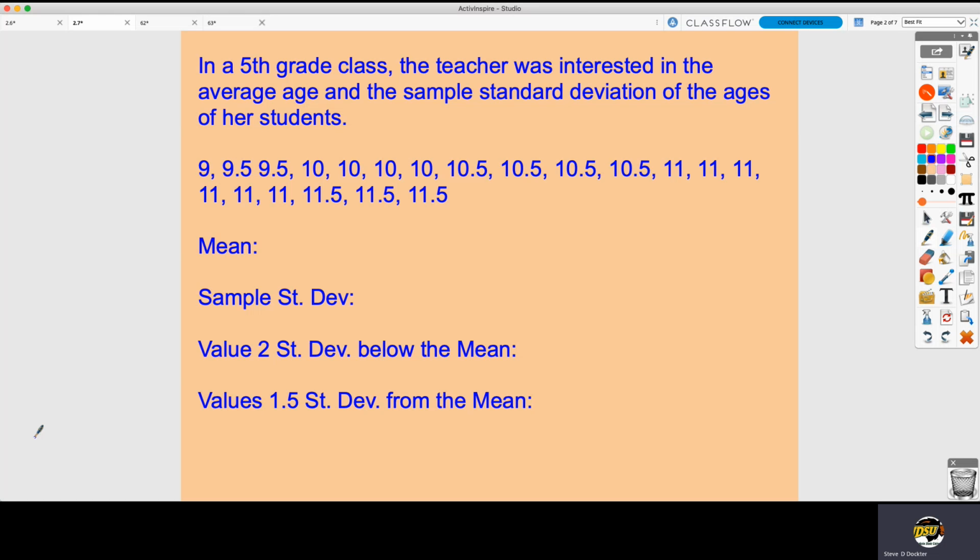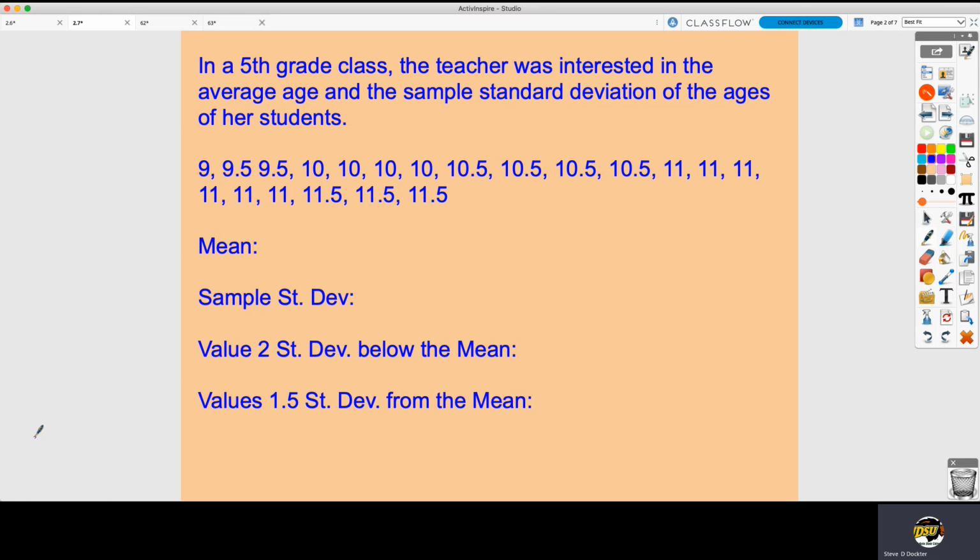All right, so for the 9, we only have 1 of them. So we put 1 in there. 9.5, we've got 2 of them. 10, 4 of them. 10.5, we have 4 of them. 11, 6. And 11.5, we have 3 of them. If everything goes according to plan, I didn't have a calculator at home, so I didn't test this out this morning, but hopefully this all works good.